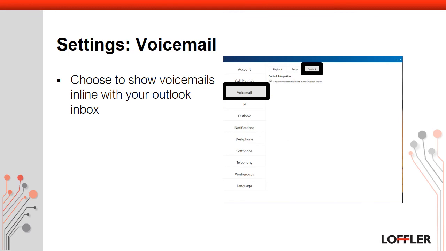You can choose to show your voicemails in line with your Outlook inbox. This means that messages will only show up on the computer that your phone is plugged into. If you delete from your Outlook, it will delete from your voicemail box. If you wish to enable this feature, you can click on the Voicemail Outlook tab and check the box.